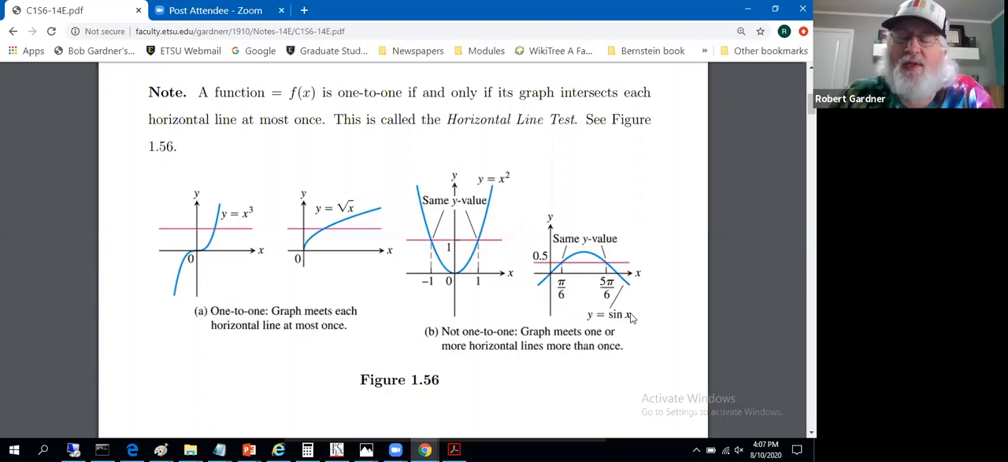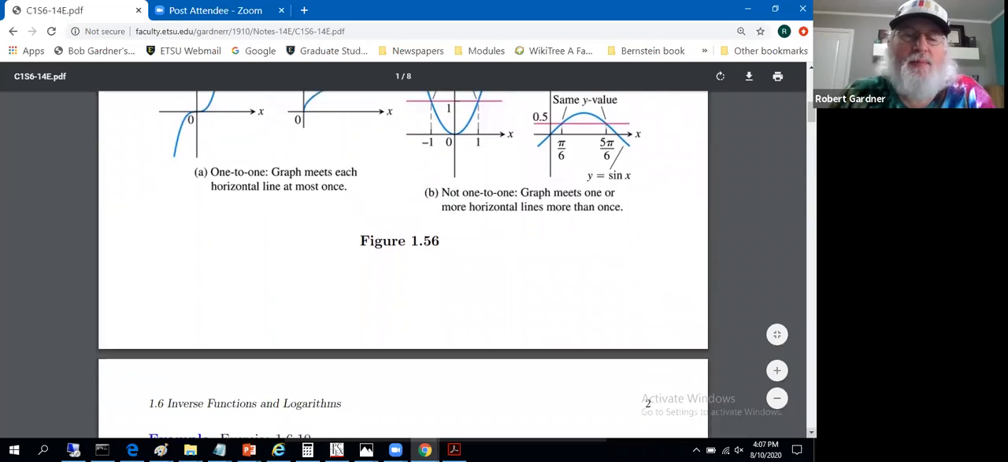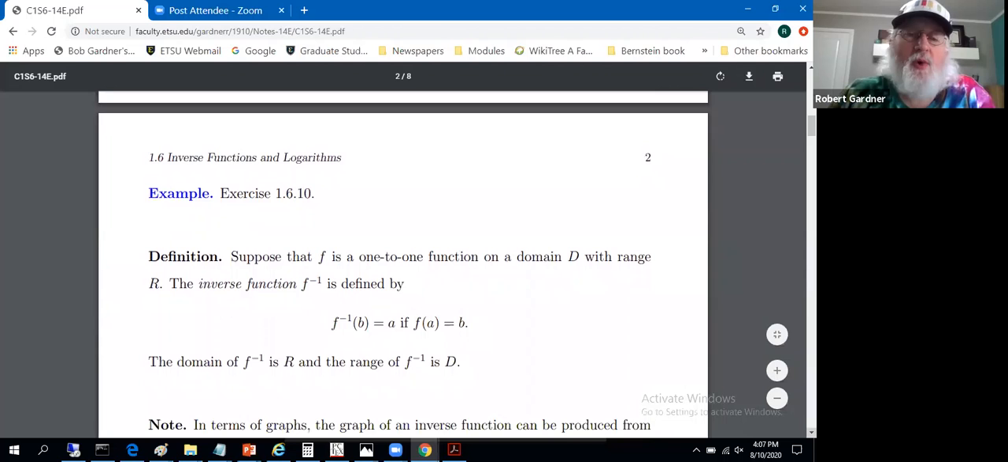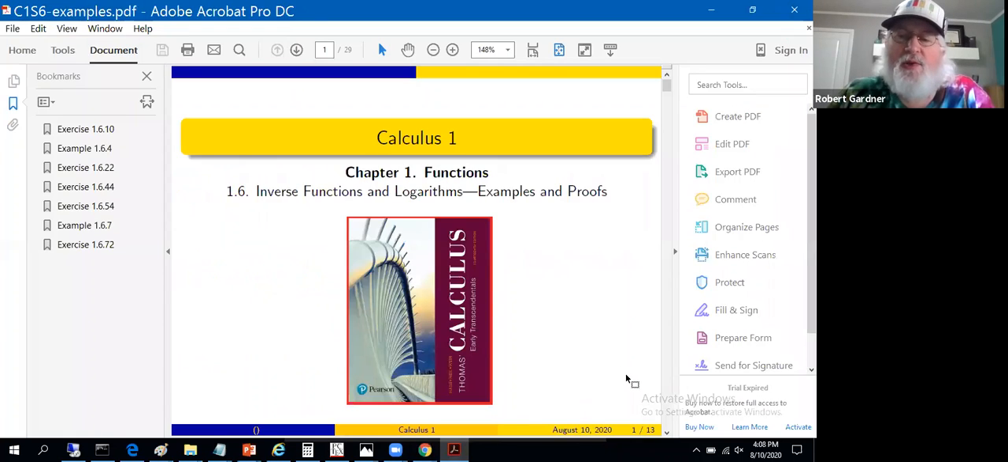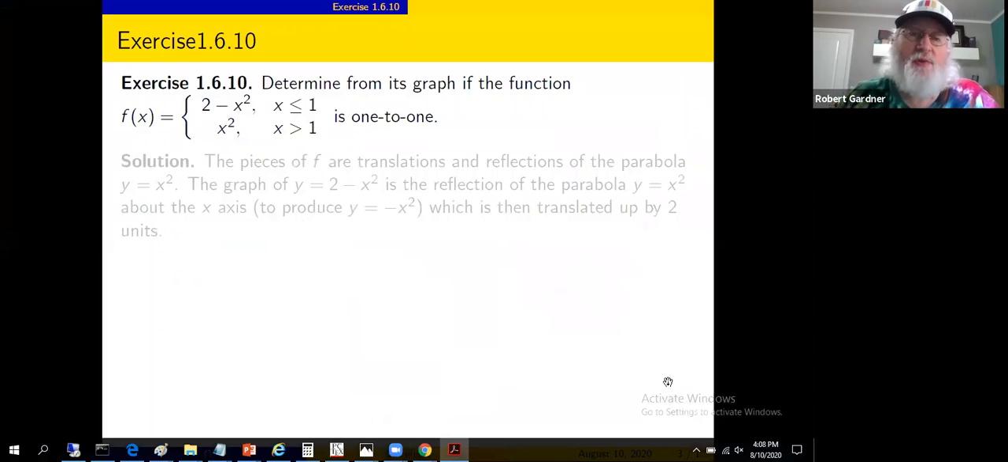Okay, we only look at one-to-one functions in an algebra class because we're interested in inverse functions. So we'll be able to find inverses of one-to-one functions. Unfortunately, we're going to want to try to find some inverses related to some non-one-to-one functions. Let's look at the first example from this section where they give us a piecewise defined function, and they say determine from its graph if this function is one-to-one.